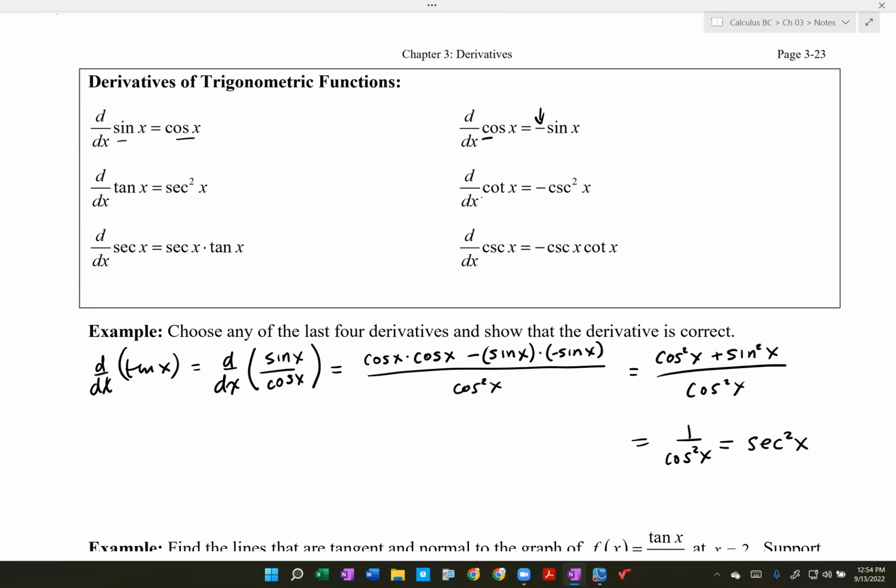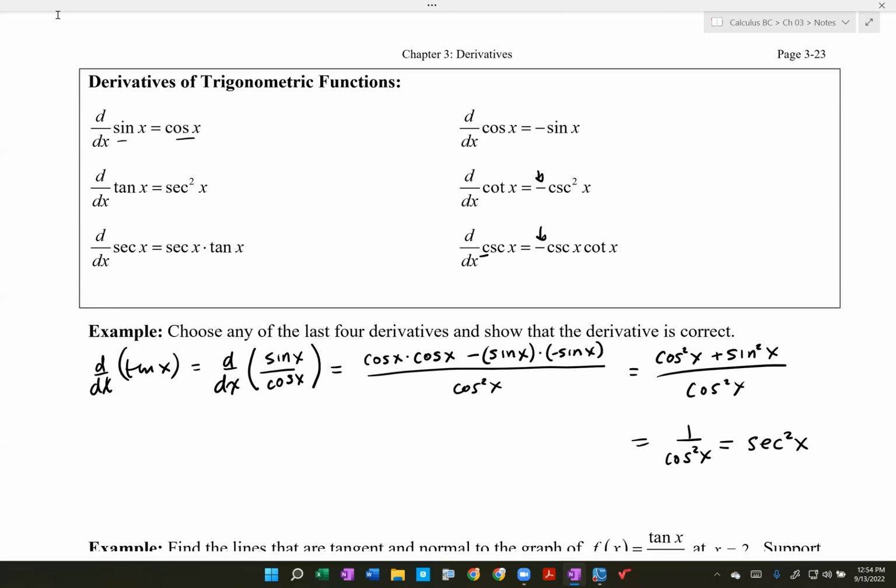Or the derivative of cotangent is negative cosecant squared. Or the derivative of cosecant is negative cosecant cotangent. So here's something to help you with your memorization tasks. The derivative of something that begins with a "co" ends up having a negative.